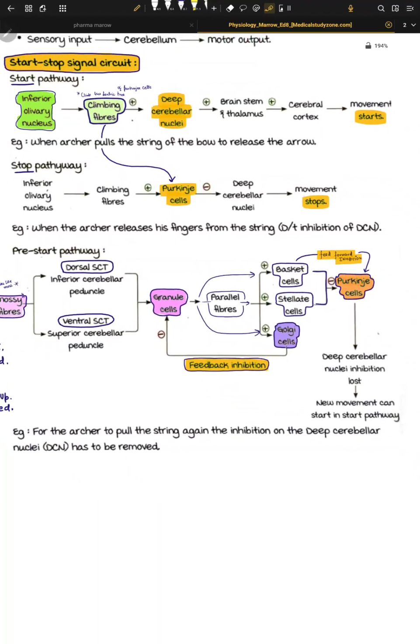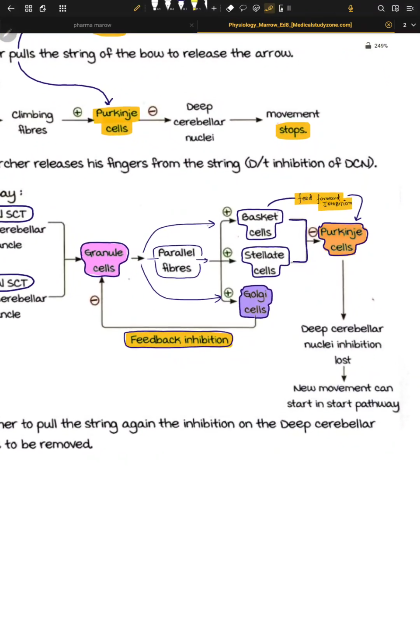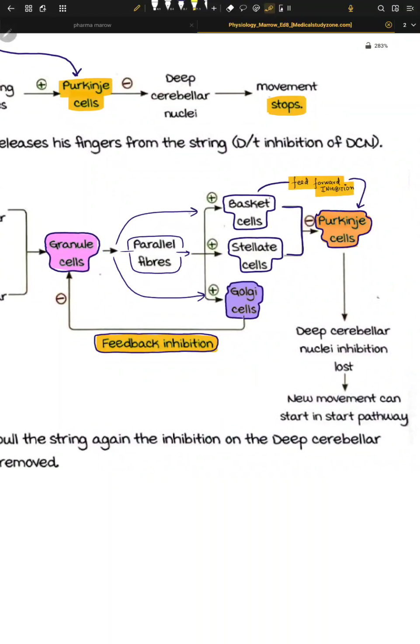So I hope you get the whole story of it, right? Imagine there were no brakes on this circuit. For example, granule cells keep hitting basket, they keep hitting stellate, they keep hitting Golgi. What will happen is that eventually these cells will get out of control, and to have control over them, we have something called a feedback inhibition loop.